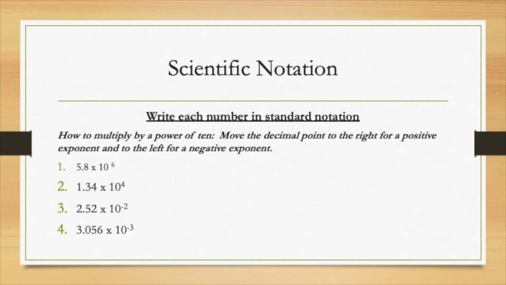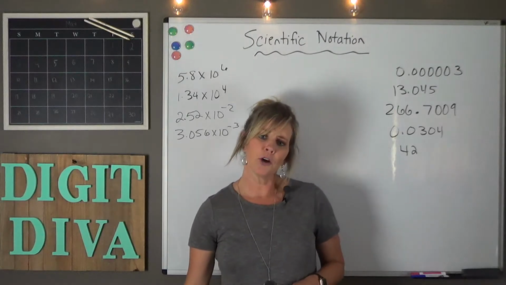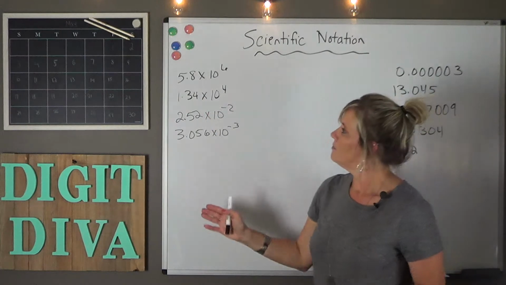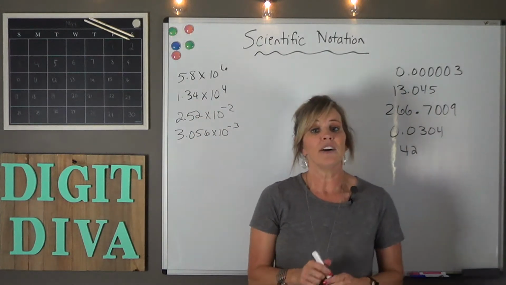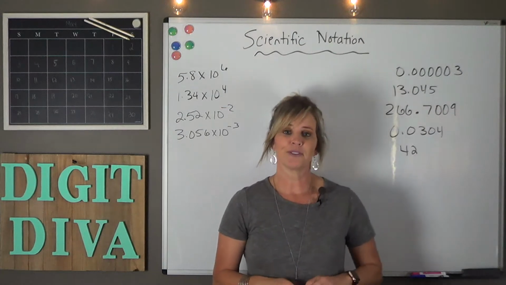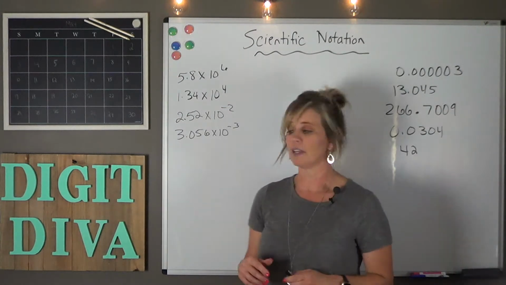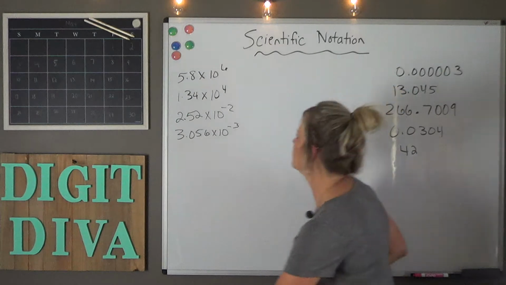How to write each number in standard notation. How to multiply by a power of 10: move the decimal point to the right for a positive exponent and to the left for a negative exponent. So I have listed a few problems on the board, and we're going to practice doing that. If our exponent is positive, we move to the right. If it's negative, we move to the left. So let's look at the following.